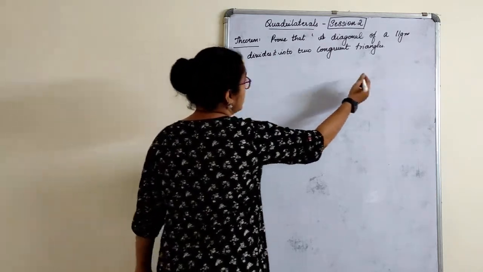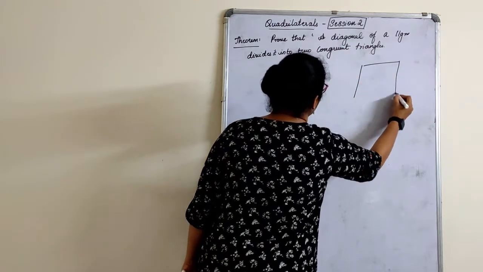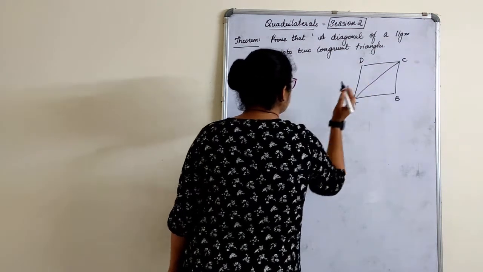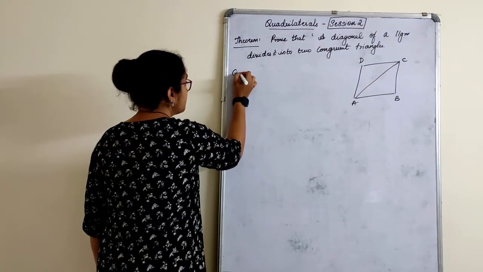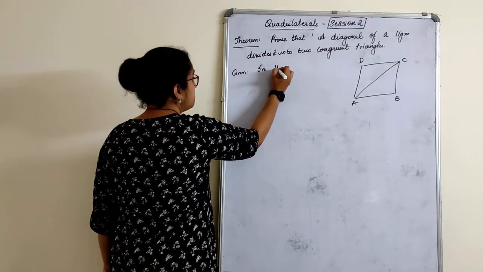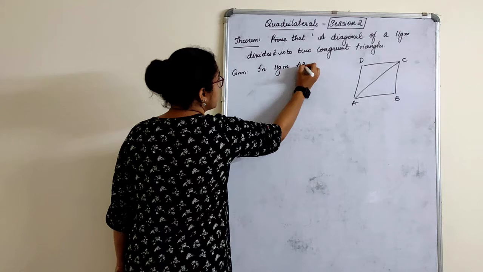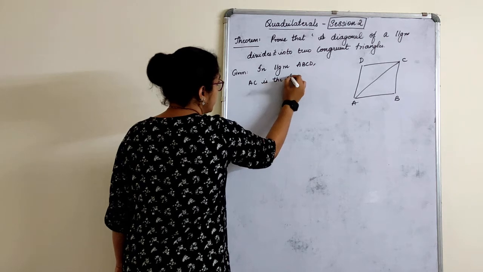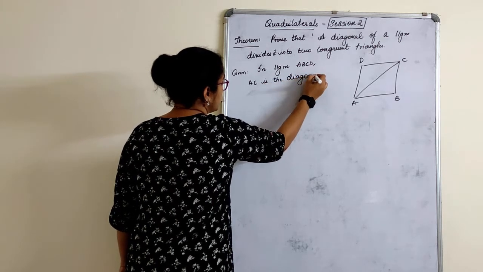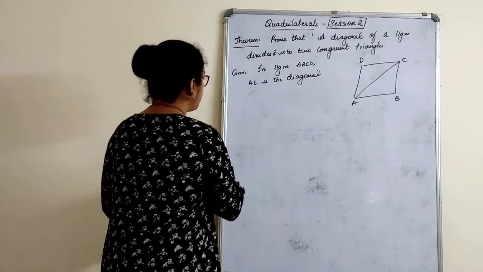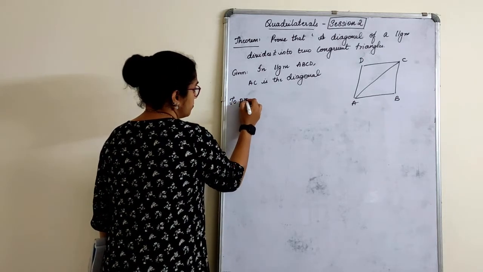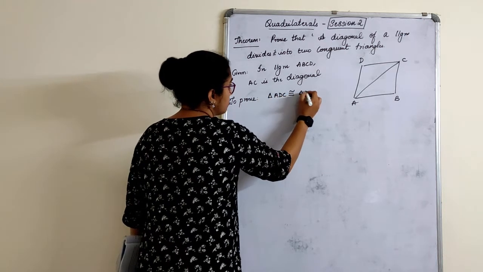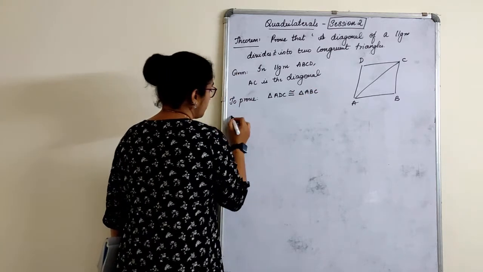So as it is given, prove that the diagonal of a parallelogram divides it into two congruent triangles. ABCD is a parallelogram, AC is the diagonal given. In parallelogram ABCD, AC is the diagonal. Then we know the properties, we can write them later. To prove: triangle ADC is congruent to triangle ABC.